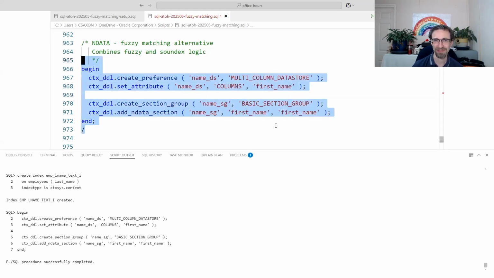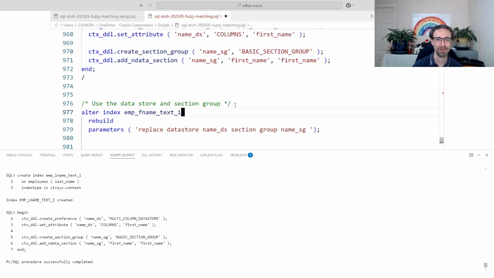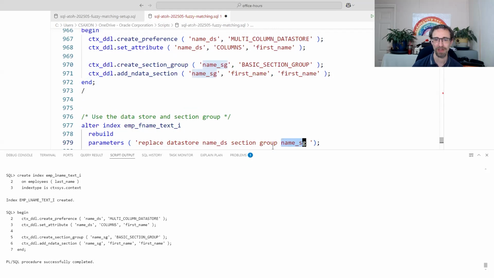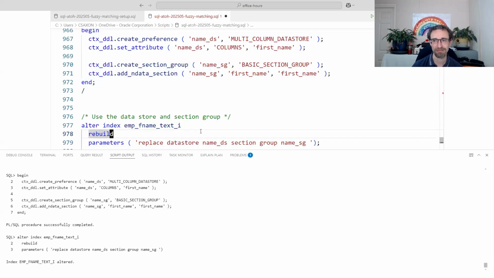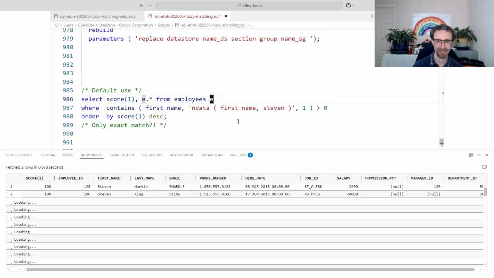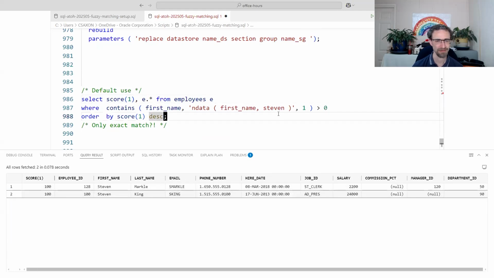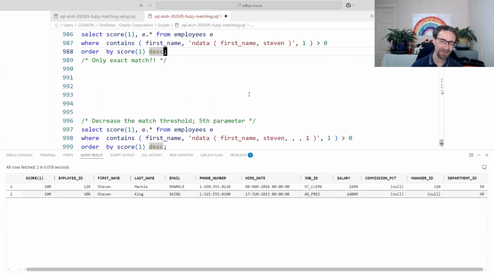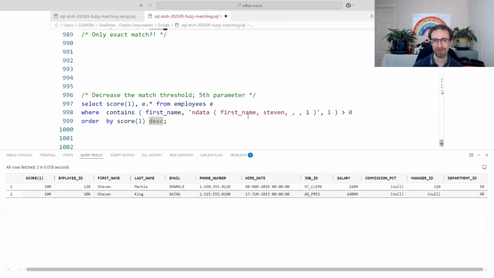So we need to set these preferences up first, and then we'll rebuild the index to use these things. So our named data store and our section group. We need to create those first, then either rebuild the index or create it with these parameters and these settings. So we can use this ndata, and we can do an ndata with Stephen. You're like, well, okay, we've only pulled back Stephen with a V. That's not helped us, right? Well, again, there are some optional parameters. The one we're really interested in here is this fifth one.